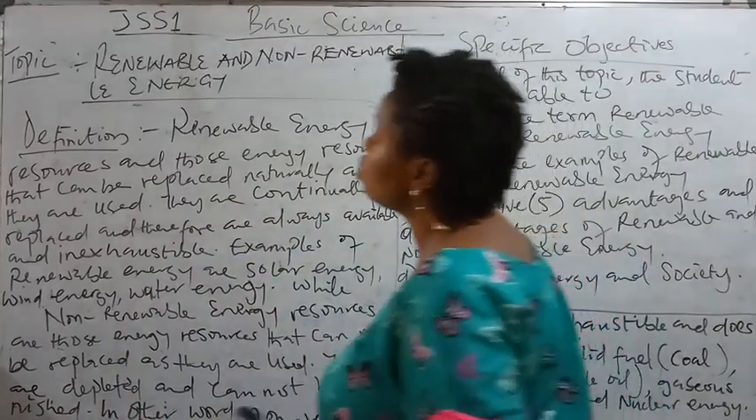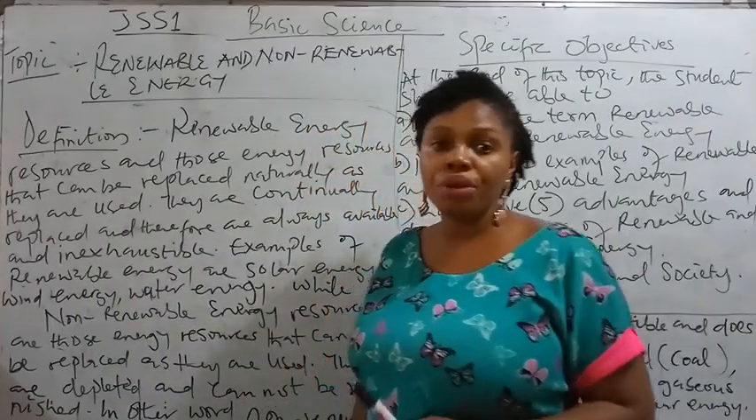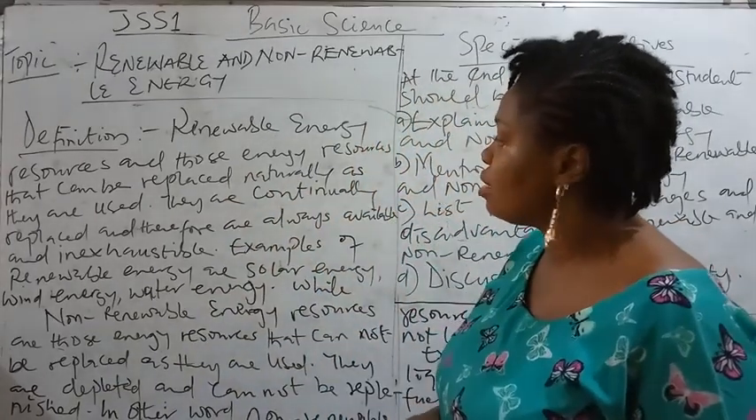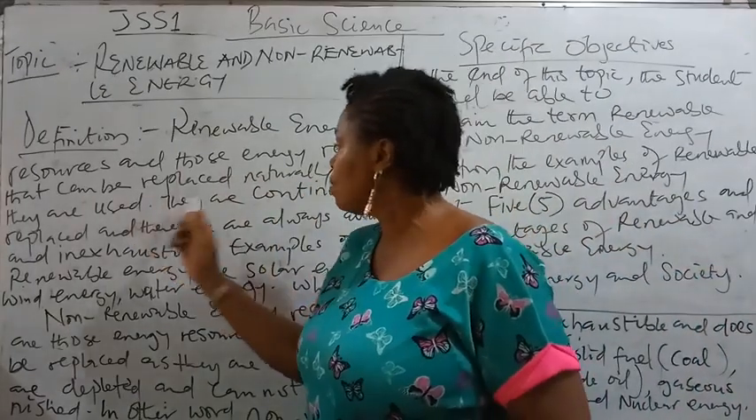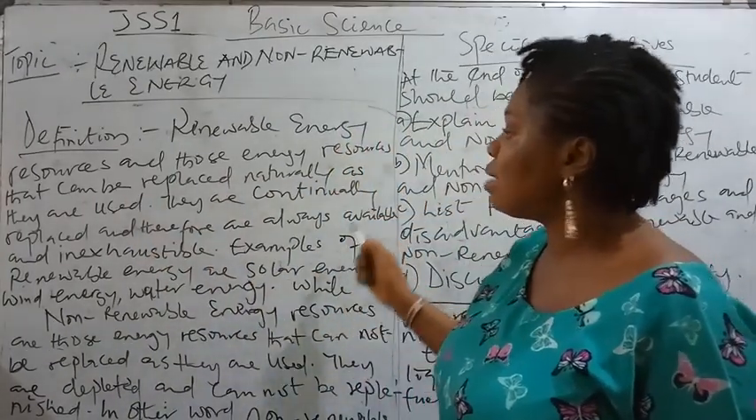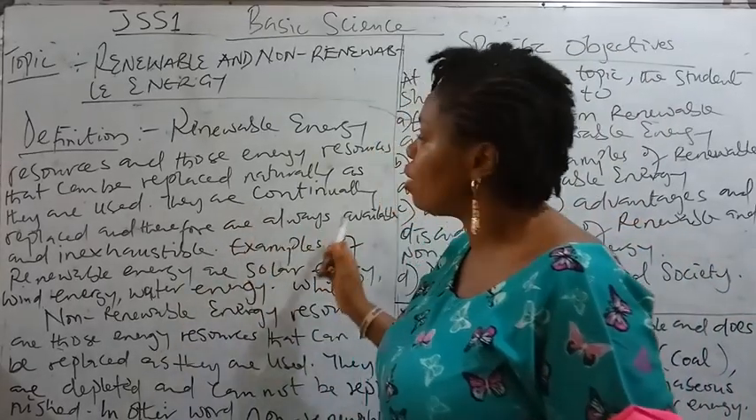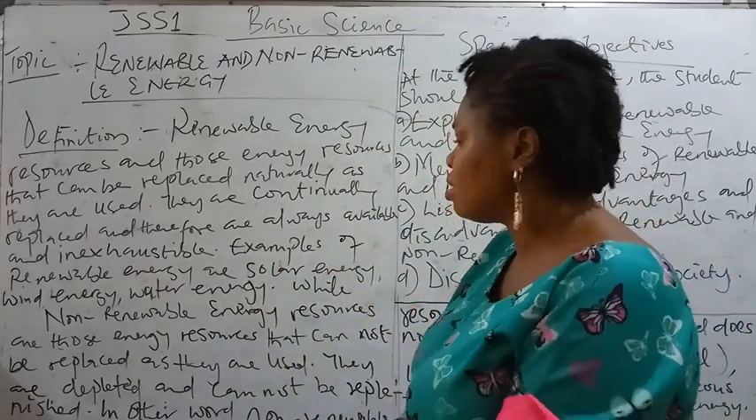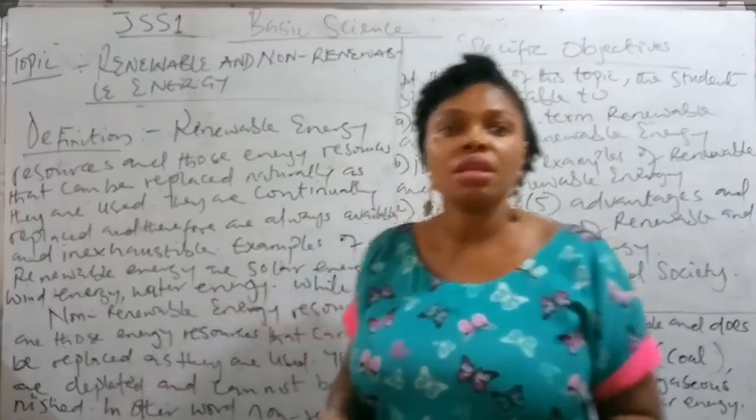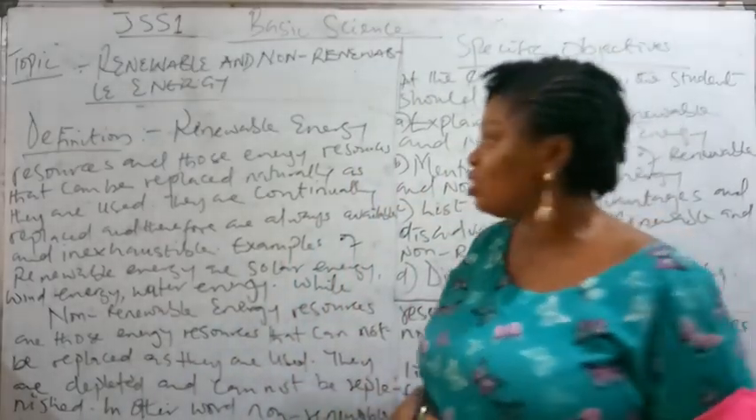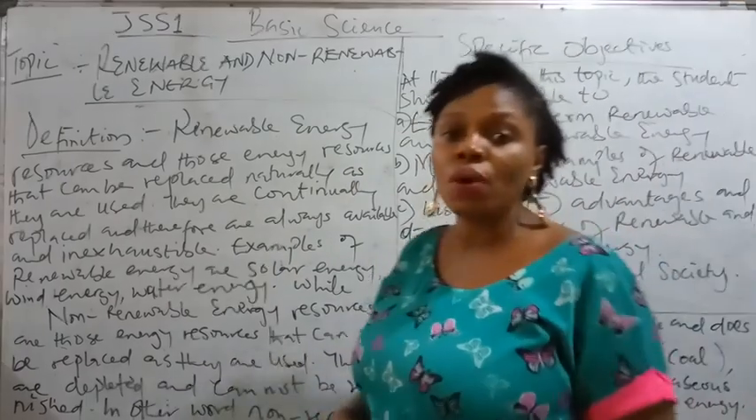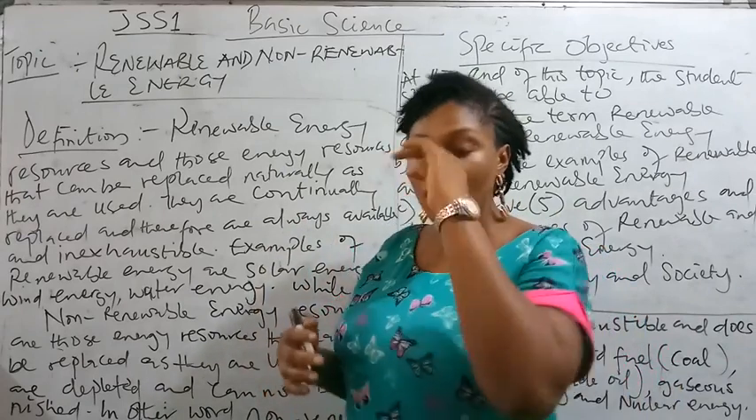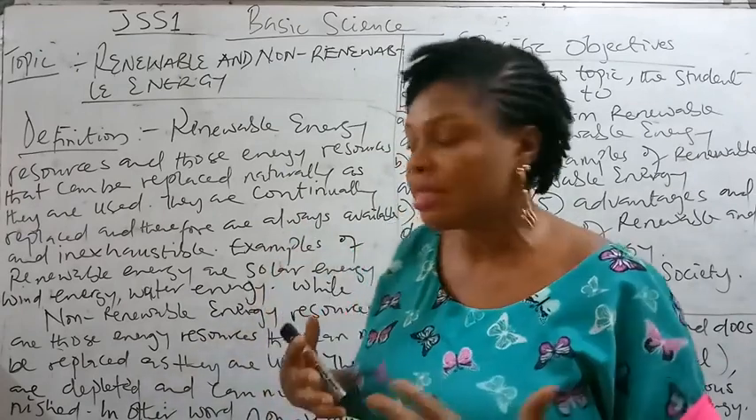All right, let's go over to the topic, renewable and non-renewable energy. What is it? Here is the definition. Renewable energy resources are those energy resources that can be replaced naturally as they are used. They are continually replaced and therefore are always available and inexhaustible. What are we trying to say? Renewable energy is energy that can easily be replaced after use. They can easily be used, and when you use them, you can easily find them.